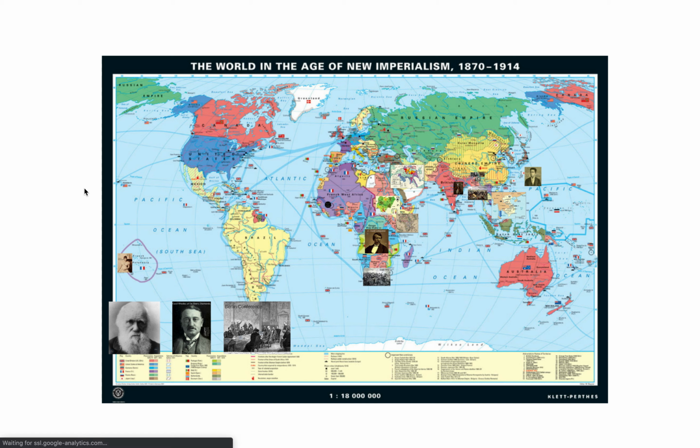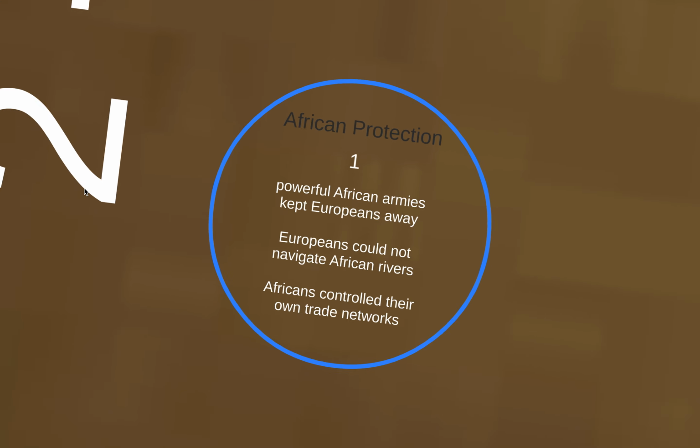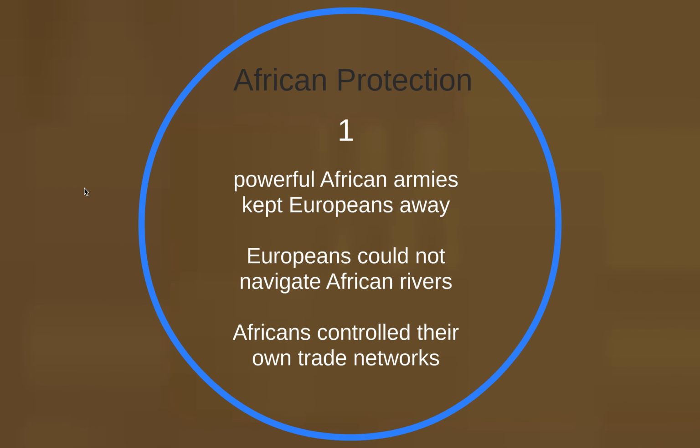What we're going to look at first is Africa. And there was a couple of reasons why Europeans didn't colonize the interior of Africa until the 1800s, where we're at right now. And these are the three reasons. So prior to the 1880s-ish, the armies of Africans were just too powerful for Europeans to defeat. They're able to defend themselves against European encroachment. All right, Europeans also didn't have the technology to sail against the current of African rivers, so they were stuck just on the coast.